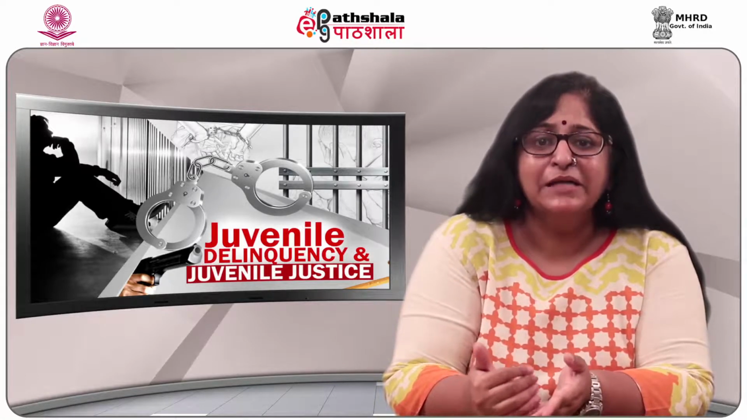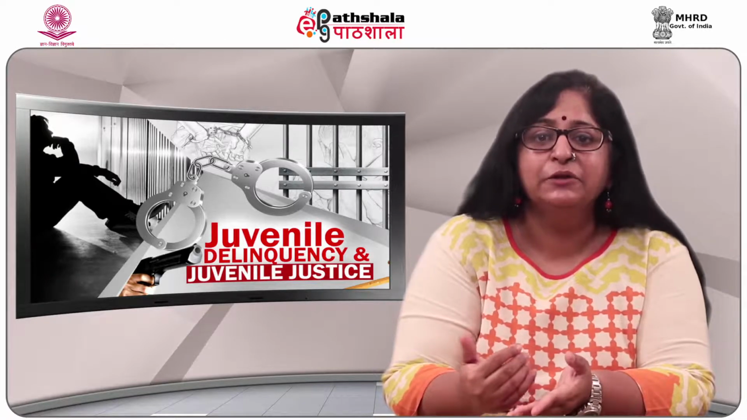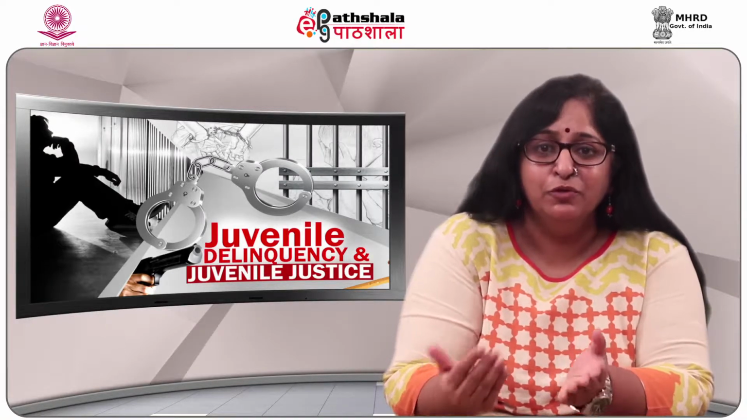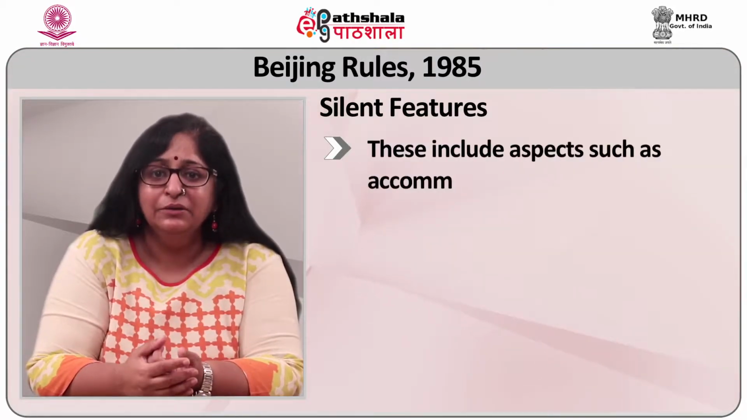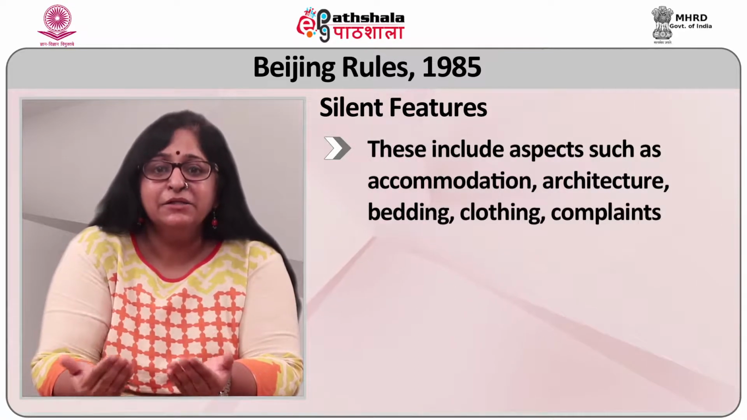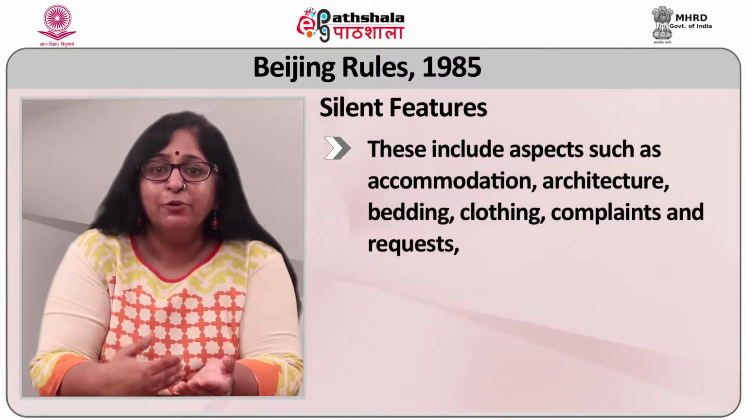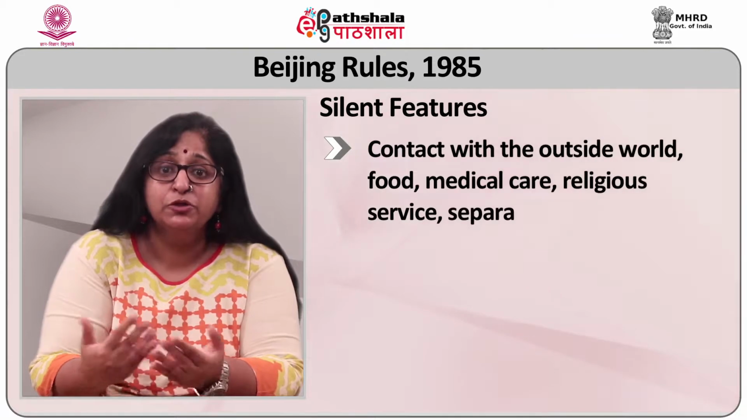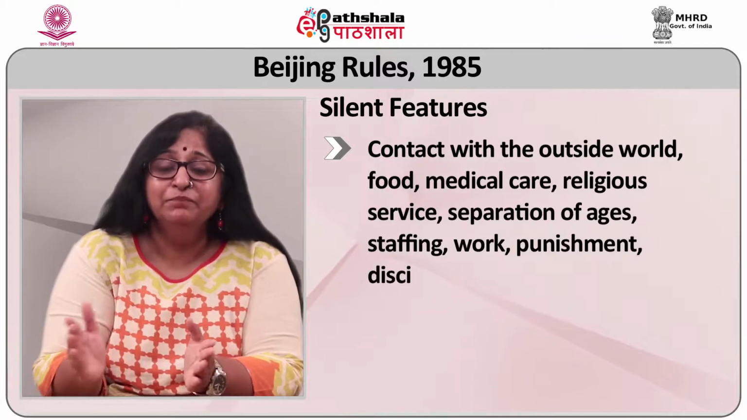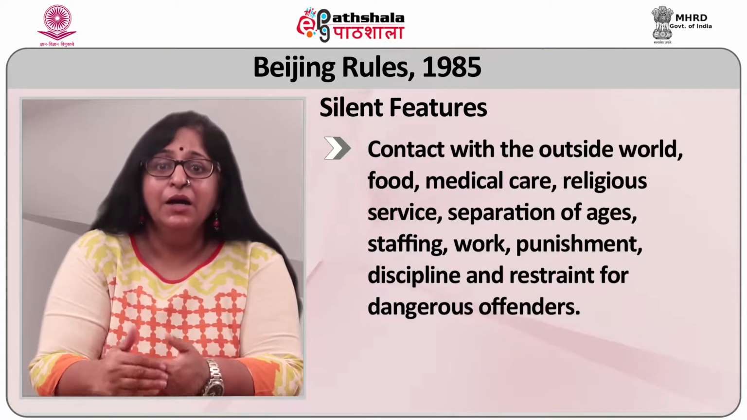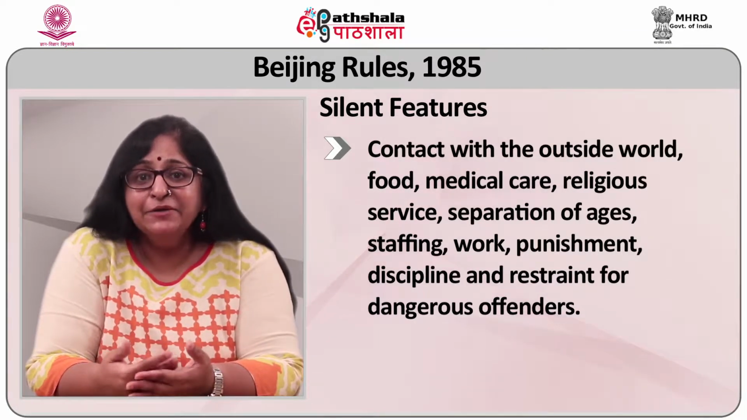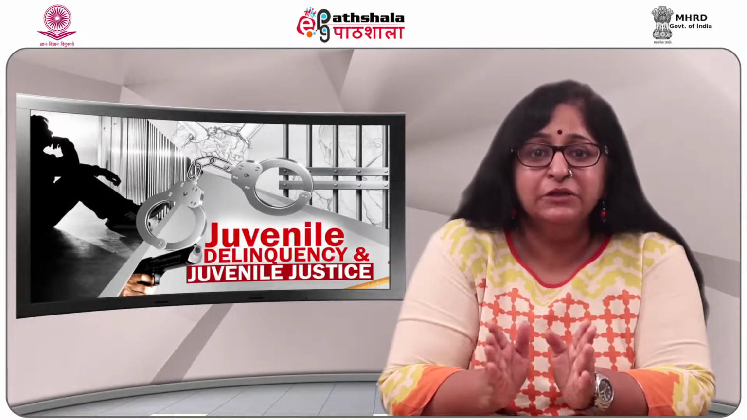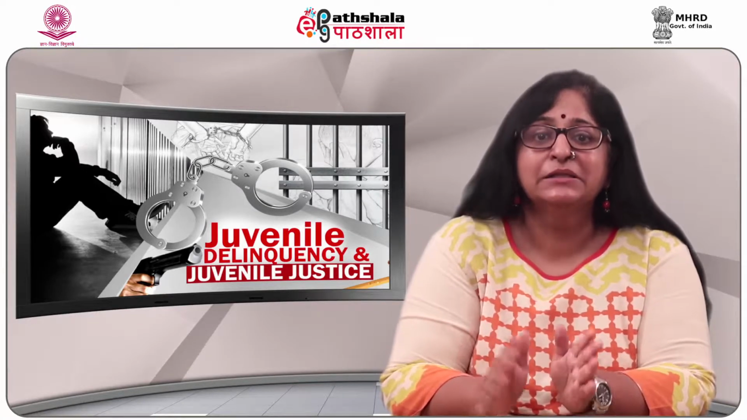Some important and fundamental aspects of protection pertaining to juveniles in conflict with the law are detailed in the standard minimum rules. These include aspects such as accommodation, architecture of the institution, bedding that is provided, clothing that is provided, complaints and requests from the juvenile, contact with the outside world, food and medical care which should be available, religious service which should be allowed, separation as per ages of the juveniles, staffing, work, punishment, discipline and restraint for dangerous offenders.